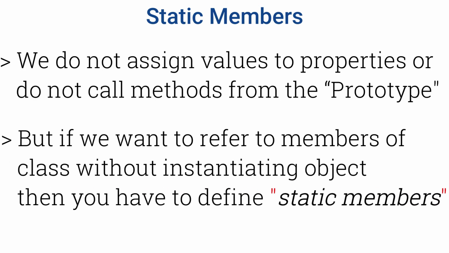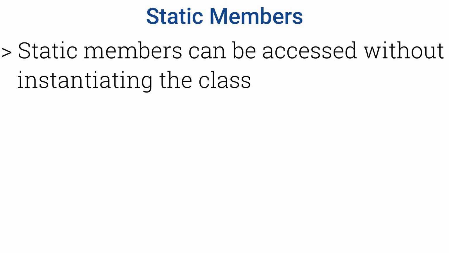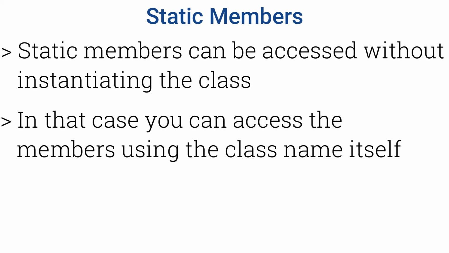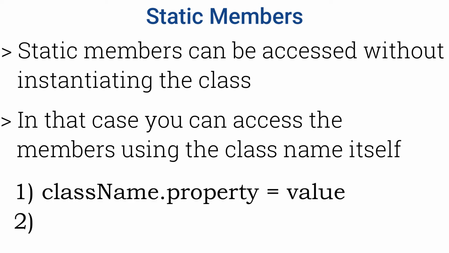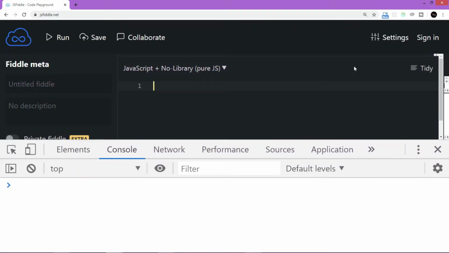But in case you want to refer to members of the class without instantiating an object, then you have to define static members. Static members can be accessed without instantiating the class. And of course, in that case, because you won't have an object of the class, you will access the members using the class name itself. That is, you can say class name dot property is equal to value, or class name dot method name.